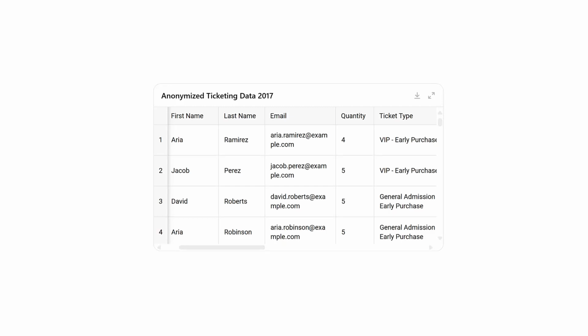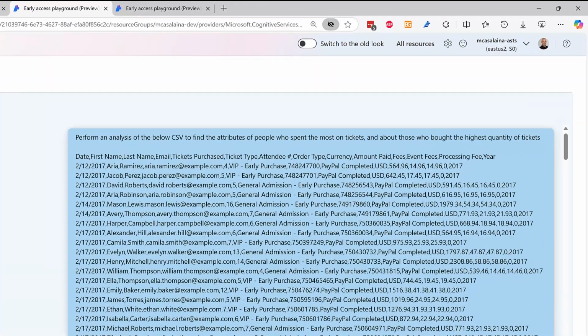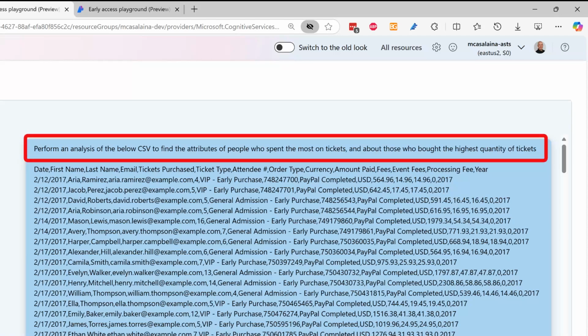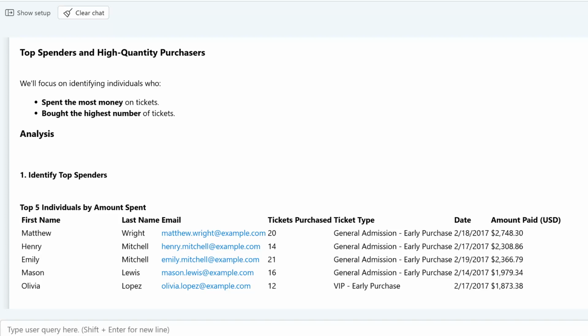Now let's consider the potential of the O1 model for a media and entertainment company. Here we give O1 ticketing data from a recent event, and we ask it to analyze who spent the most on tickets and who bought the highest quantity of tickets. Once again, O1 comes through.